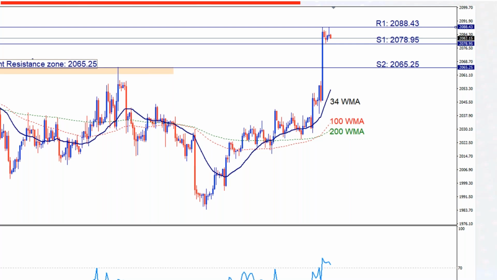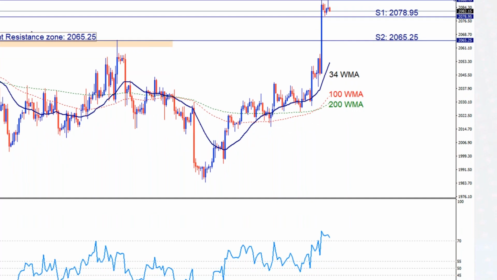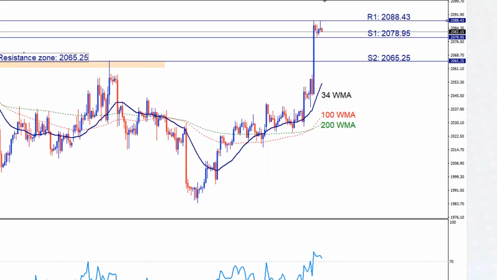And let's discuss the third scenario, a deeper retracement, let's say. I think a break below S1, this resistance zone, and approaching S2 with the RSI falling to 50 or lower could signal a deeper correction, with the 100 and 200 WMAs acting as further support levels. So these are three different scenarios that we can generate from this market condition right now.